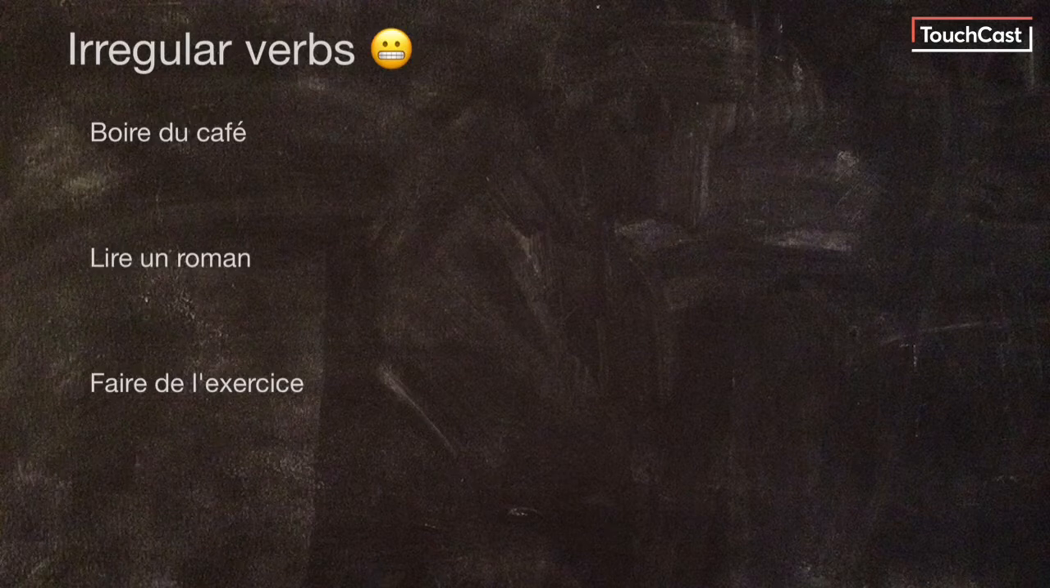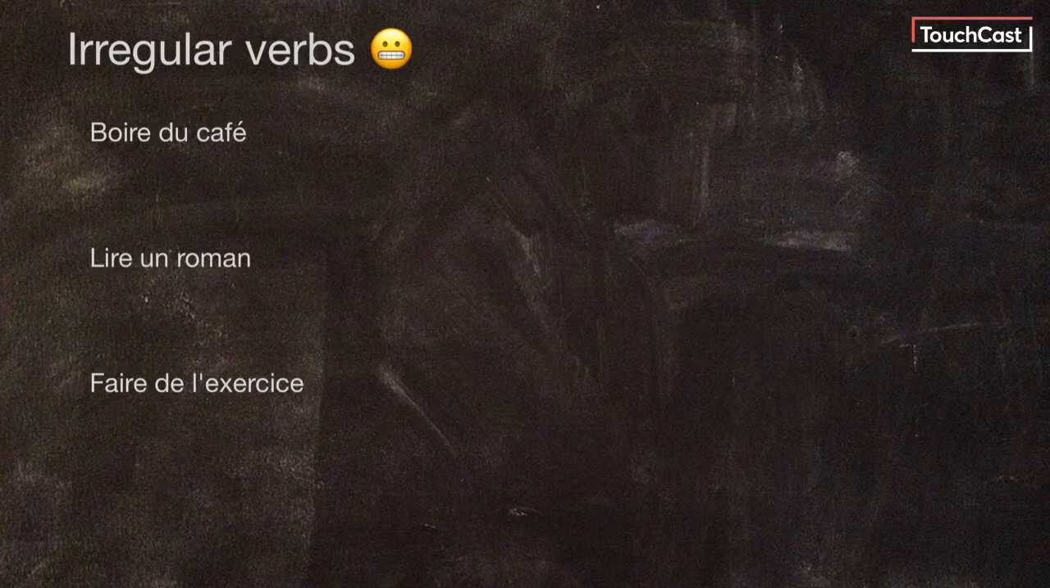Now, unfortunately, in French, there are an awful lot of irregular verbs. These are ones that will just have some really strange past participles. Honestly, there's no pattern. You just kind of have to learn them by heart. Eventually, as you build up, you'll be able to identify families and things that look similar. But to start with, I would really recommend mastering irregular verbs that you are most likely to use. These are examples that I see a lot from students: boire du café, lire un roman, faire de l'exercice.